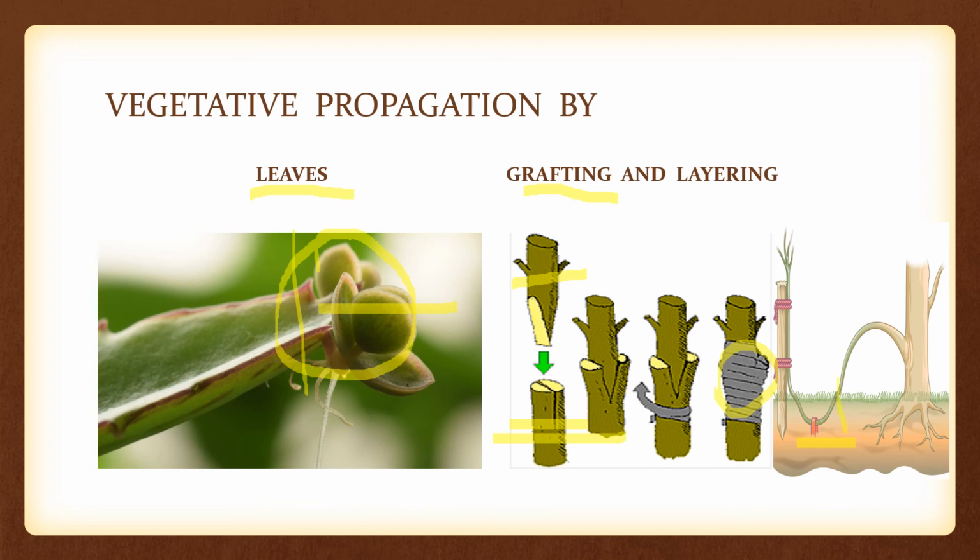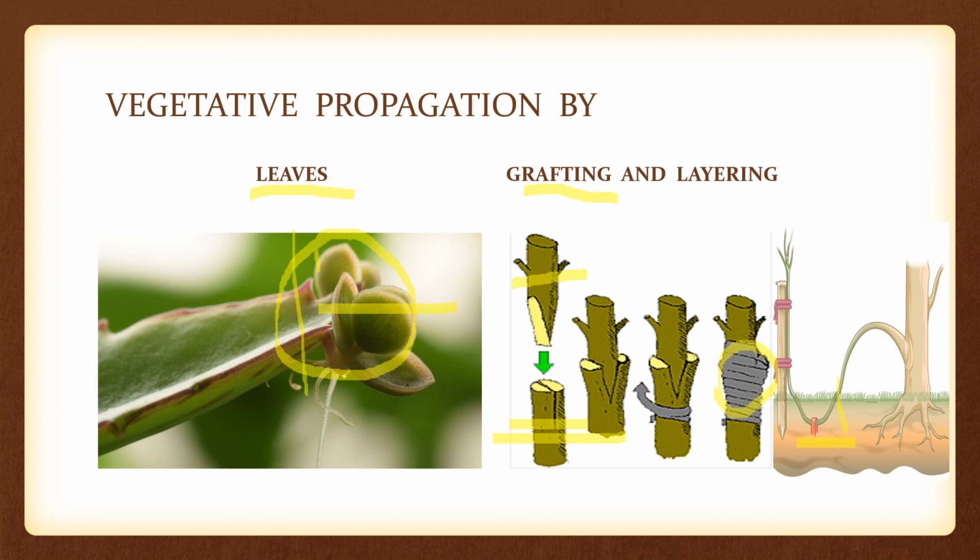Then this part is cut and separated, and planted as a new plant. So from here you can get one new plant. This is called layering. Layering is mainly done in plants like which one? Plants like jasmine.